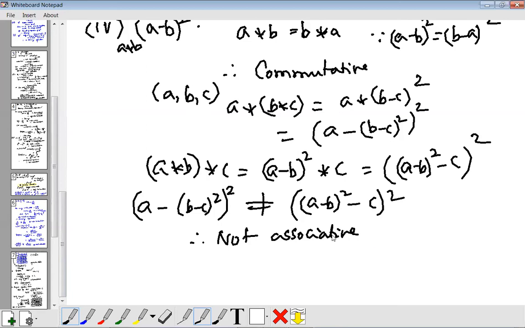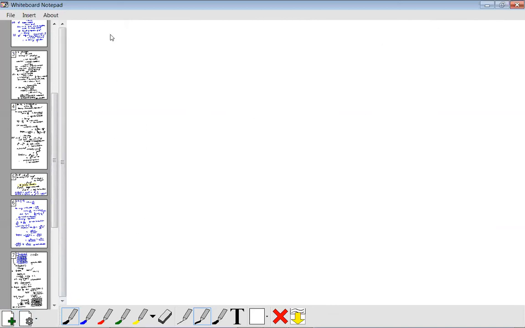Next one is AB by 4. So fifth one is A star B is AB by 4. Definitely commutative because AB by 4 equals BA by 4. Therefore, commutative.